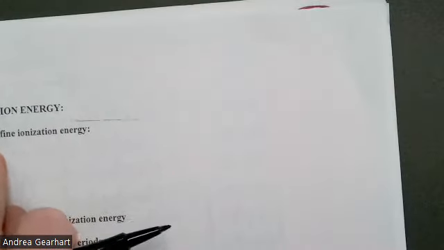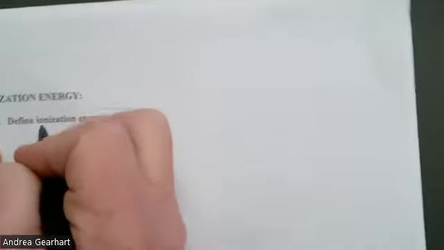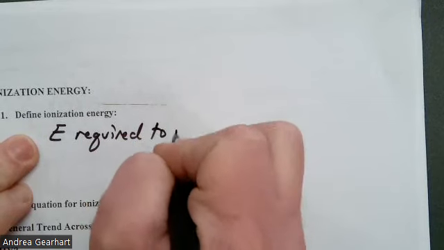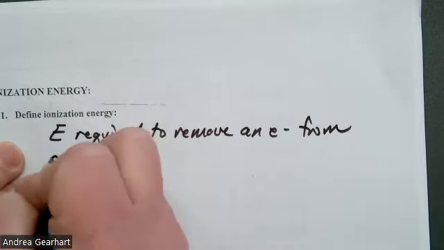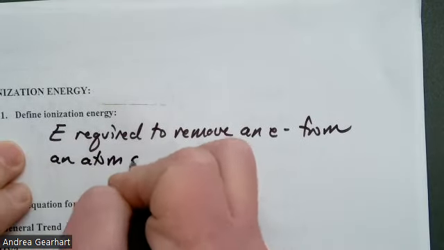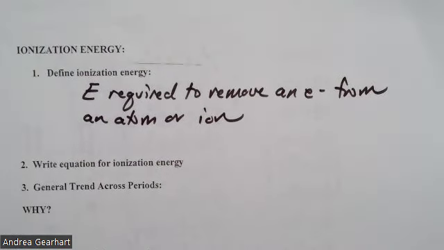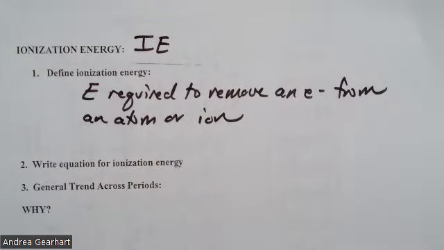So ionization energy. Can we just get what it is and electron affinity, what it is? Okay, ionization energy, the energy required to remove an electron from an atom or ion. The energy required to remove an electron from an atom or ion. You have my total permission to represent ionization energy with a capital I and a capital E. Ionization energy.